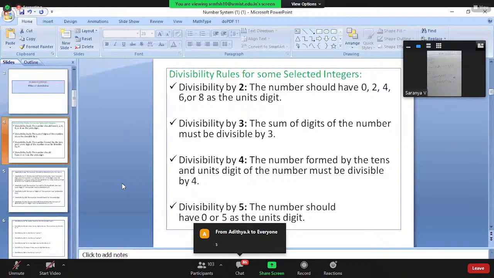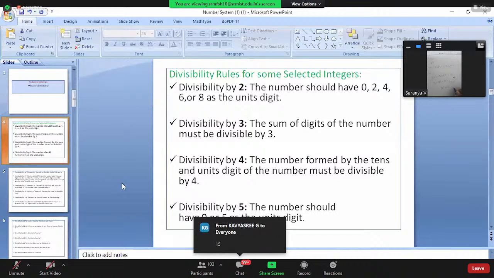Got it? Is it clear? The rule of 2 and 3. Okay, and check 5, 3, 1, 2. Is it divisible by 3? What is the sum? Sum of the numbers.